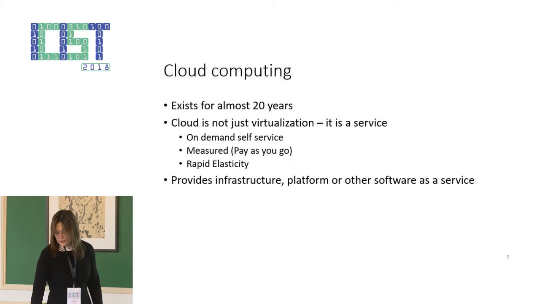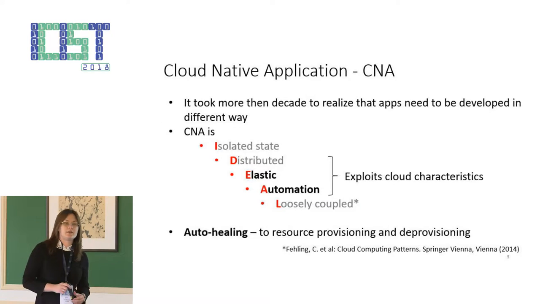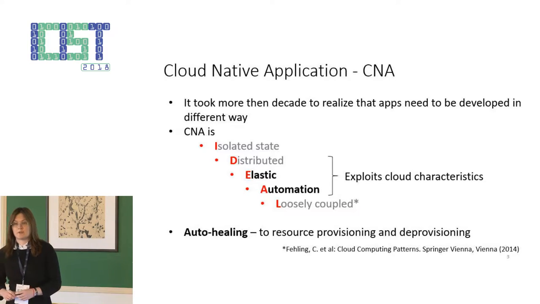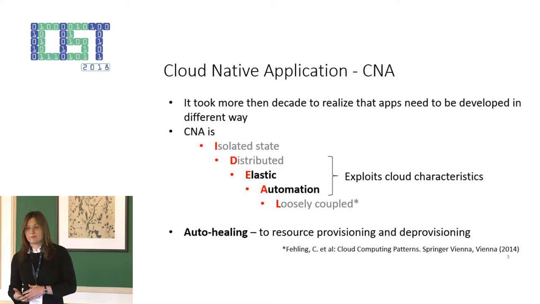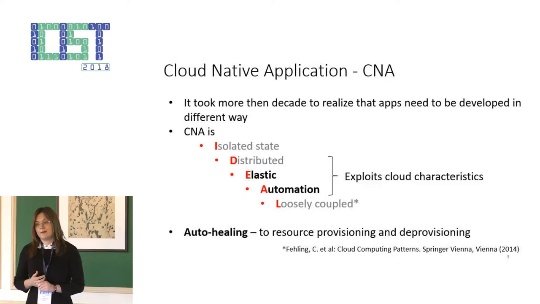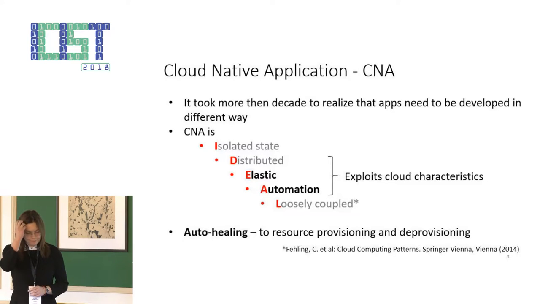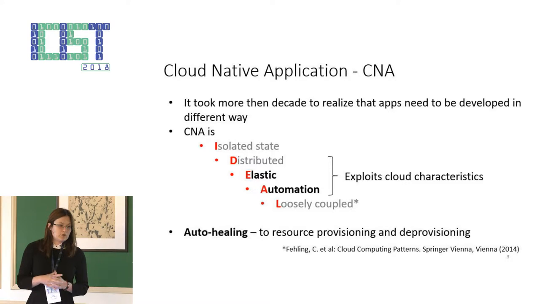And in the same way, it took around a decade for people to realize that developing applications for cloud is not the same as developing applications for on-premises solutions, where you have just a virtual machine that is stable, you spin up your application and it runs. In cloud, the infrastructure or platform is not a stable platform. It's designed to be elastic and automated. So very often the resources need to be switched on, switched off, and as such, your application should be ready for such changes.